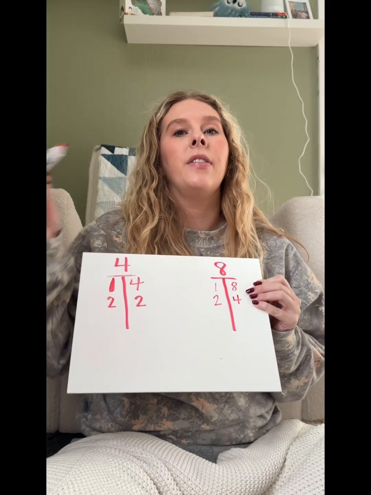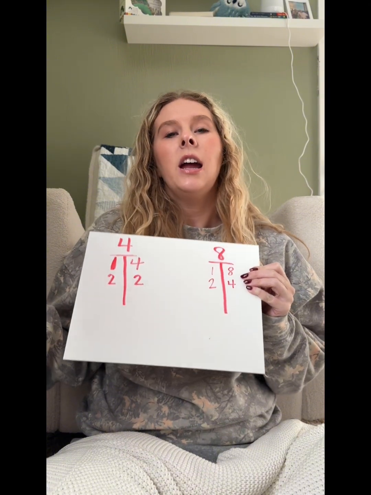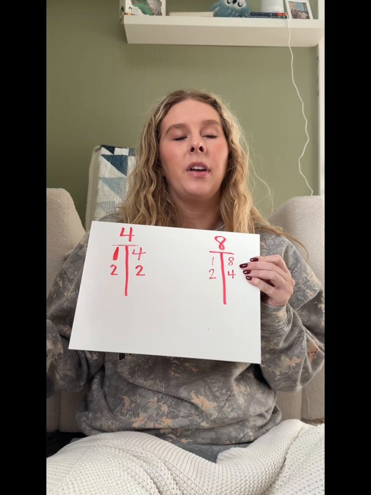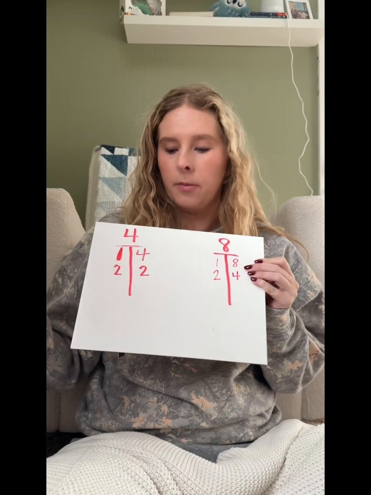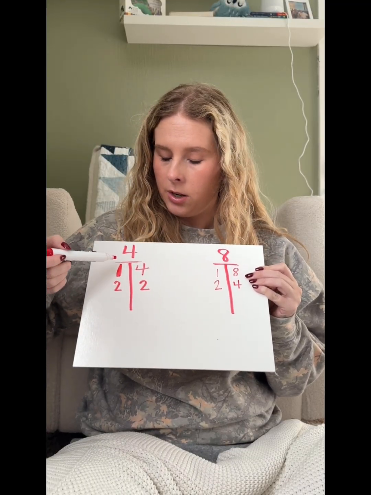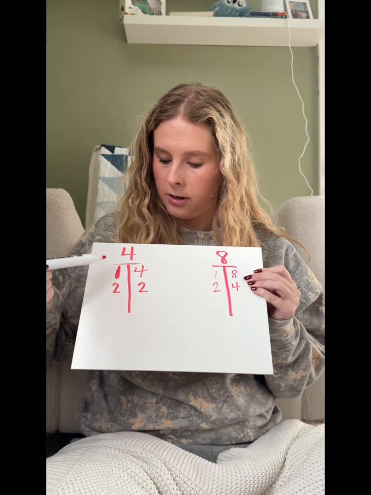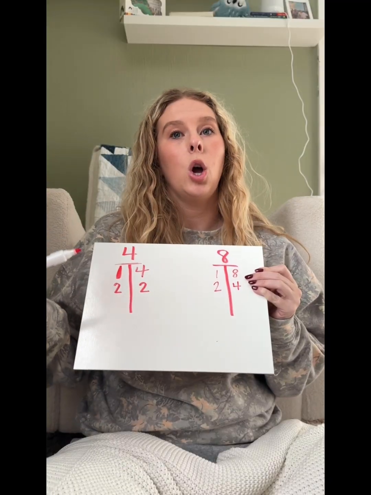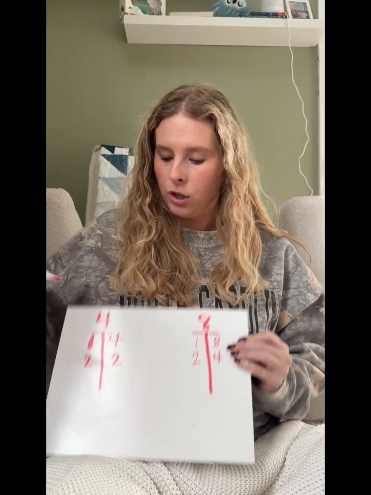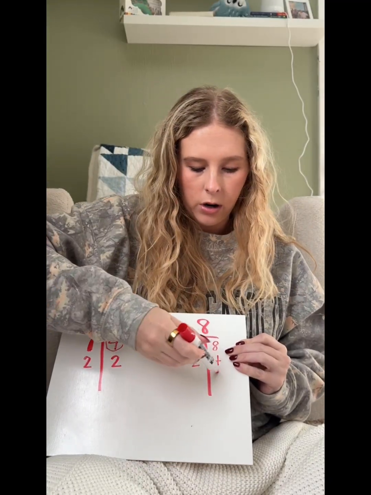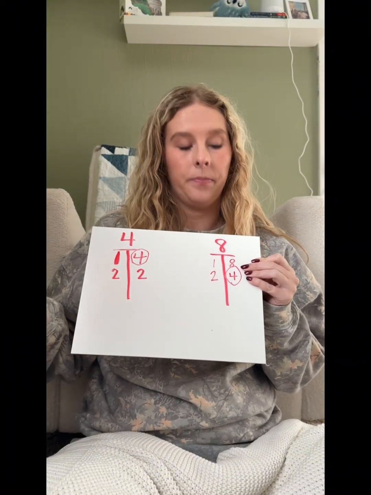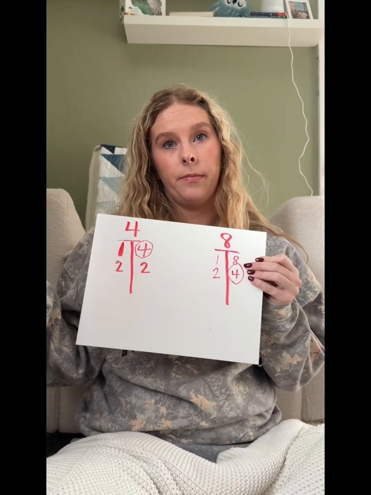So now we need to find the greatest common factor. And what that means is we want to find the greatest, or the biggest number that they have in common. So the biggest number that they share. So they both have 1s, they both have 2s, and they both have 4s. Well, which number is the biggest one that they share? 4. So the greatest common factor of 4 and 8 is 4.